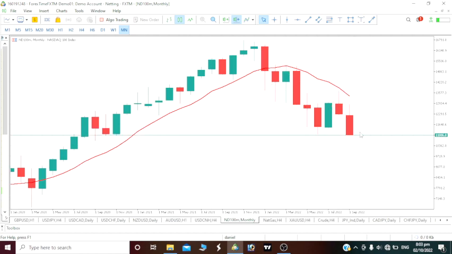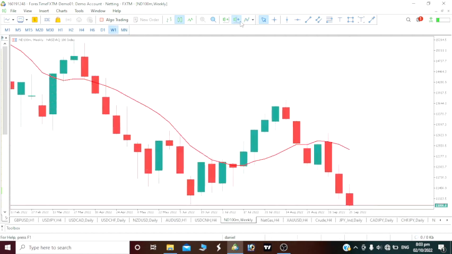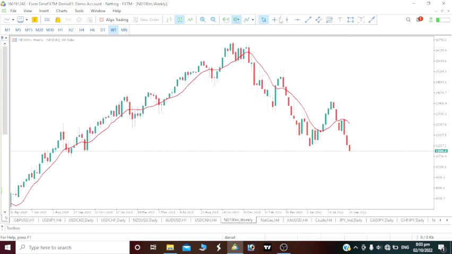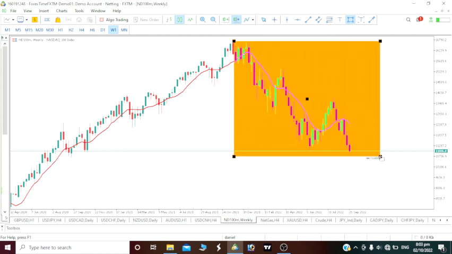Now let's roll down to the weekly time frame. So if you zoom this price out, we see that on this weekly time frame we've been bullish for a period of time, right? So early and late 2021, we've now been going bearish.